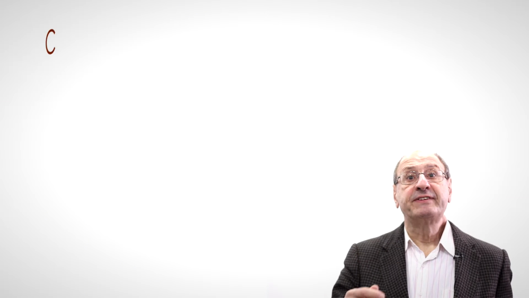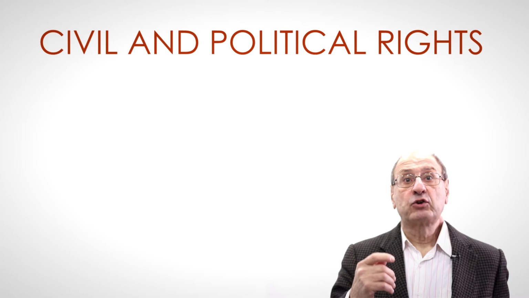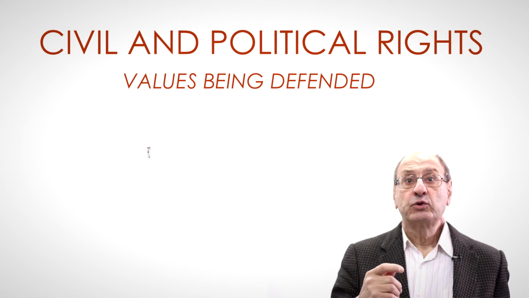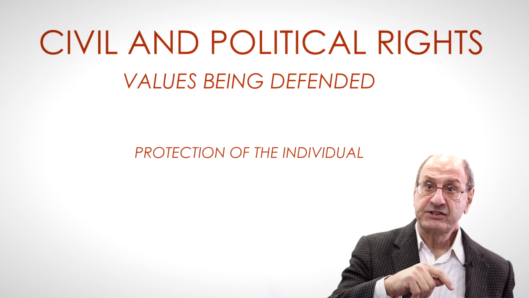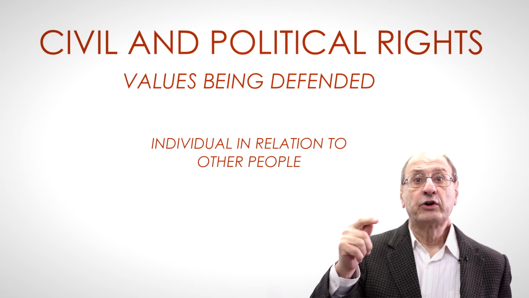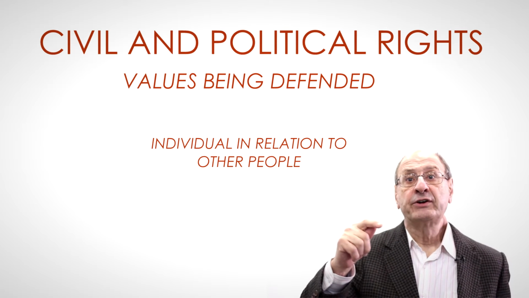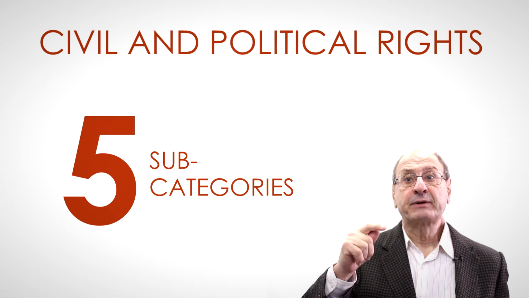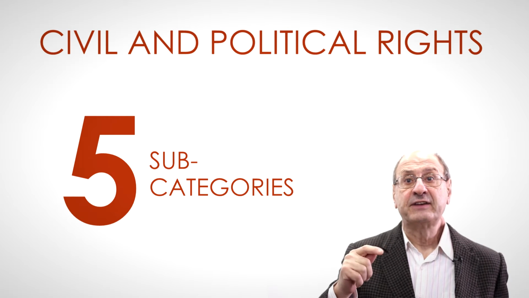In the case of human rights, these values stem from the central concept of human dignity. We may group civil and political rights according to the values being defended. These values relate to the protection of the individual as such and to the individual in relation to other people, to his or her milieu, or to his or her state. According to this distinction, the following 5 subcategories of civil and political rights may be proposed.